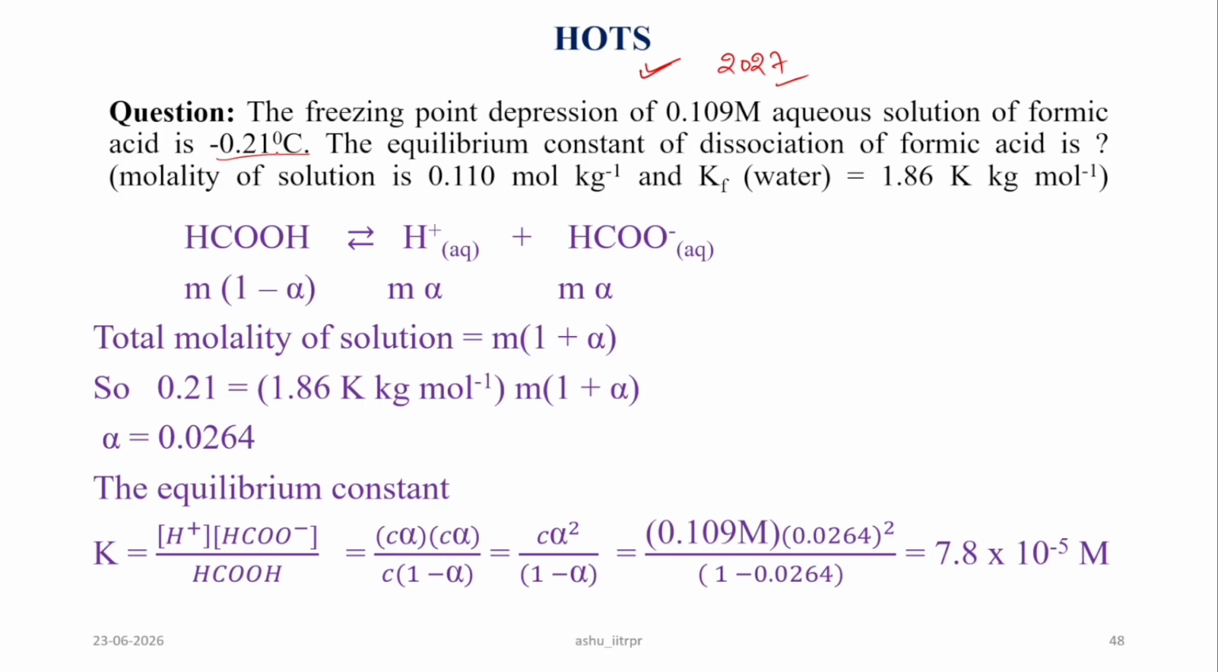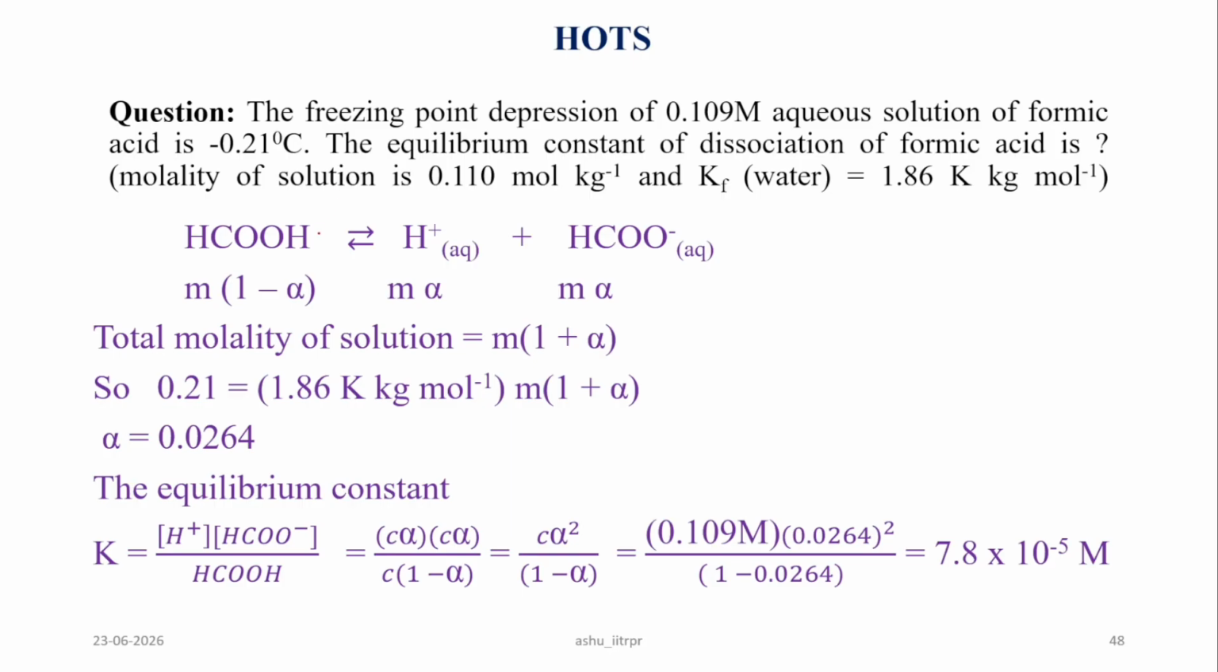So whether you write 0.21 degree Celsius or 0.21 Kelvin, it is the same. The difference is the same on both scales. You have to calculate the equilibrium constant for dissociation of formic acid. Again, the relation I told you, alpha equals under root Ka by C, is very important.